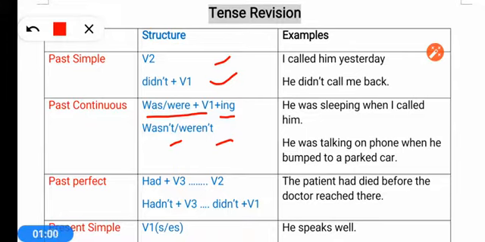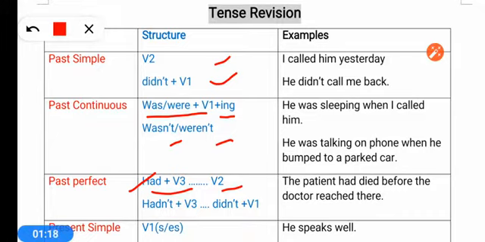Next one is past perfect tense, which I told you that it is used in the combination of past perfect and past simple. It is used to show two actions happen together, one first and one later.